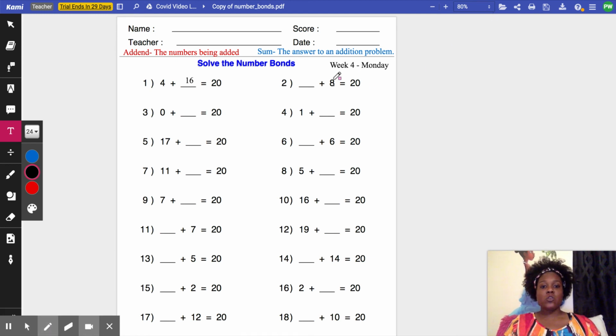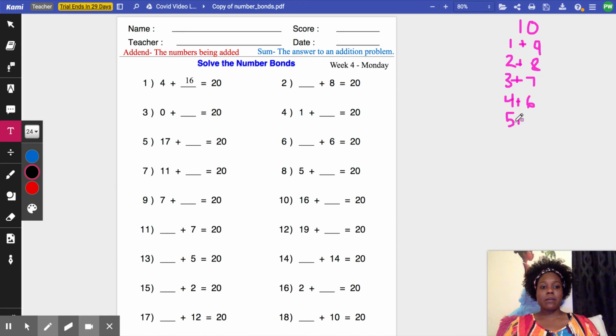So I know that 20 is a multiple of 10. That means if I count by 10s, I will hit the number 20. So I'm going to make my list of all my addends that I can add together to get 10. So I know 1 plus 9 is 10. I know 2 plus 8 is 10. I know 3 plus 7 is 10. I know 4 plus 6 is 10. And I know 5 plus 5 is 10.